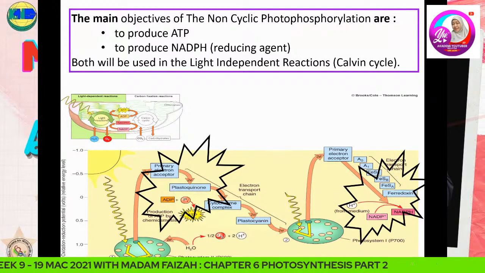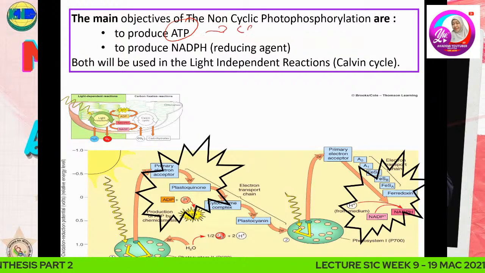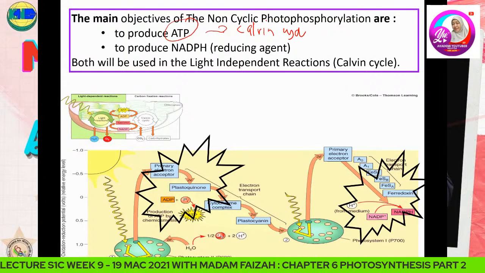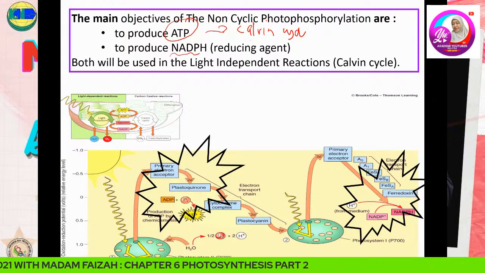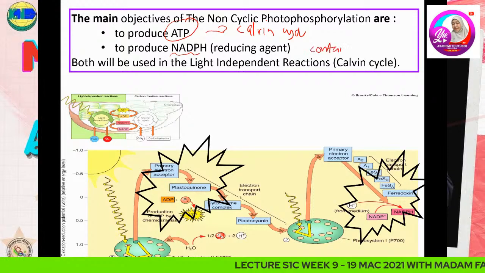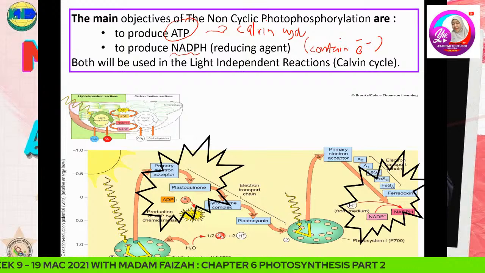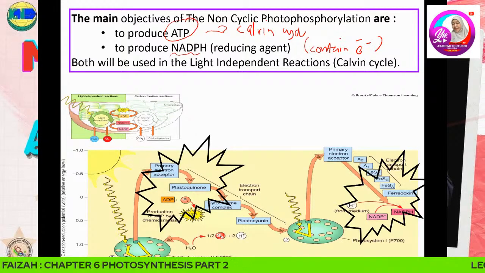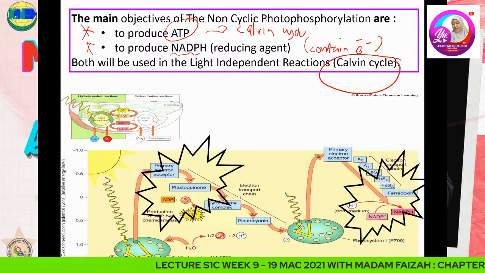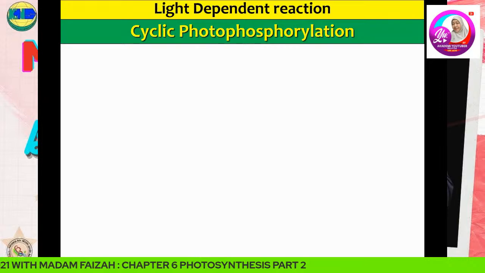Okay, so the main objective of the non-cyclic photophosphorylation is actually nak hasilkan ATP. Why? Because we need this ATP nanti untuk Calvin cycle. Okay, we want to invest this ATP in Calvin cycle. And also we need the NADPH as a reducing agent. Why reducing agent? Because NADPH ni contain electron. So nanti kita nak tengok how this NADPH as a reducing agent will pass the electron during the Calvin cycle. Okay, so this is important. These two are very important to prepare for the next independent reaction, ataupun independent from the light. Okay, so that one is cyclic.